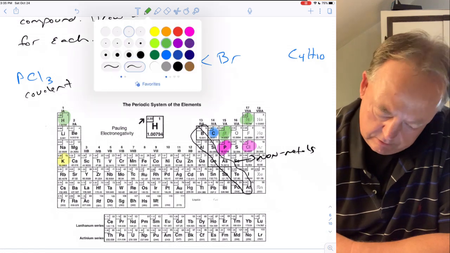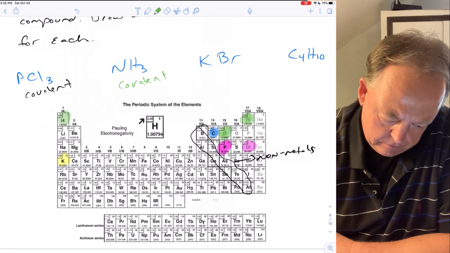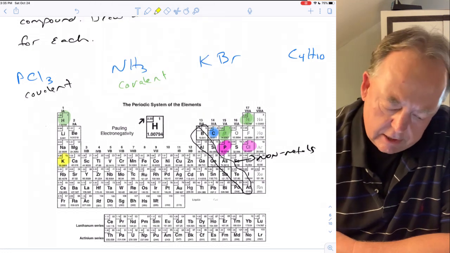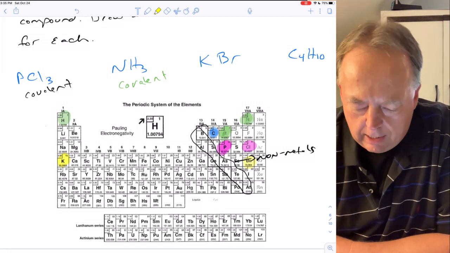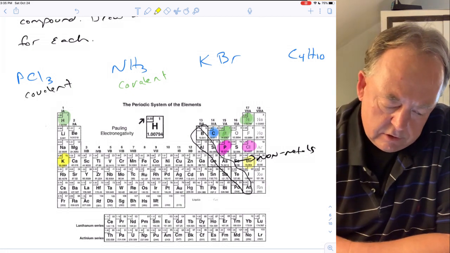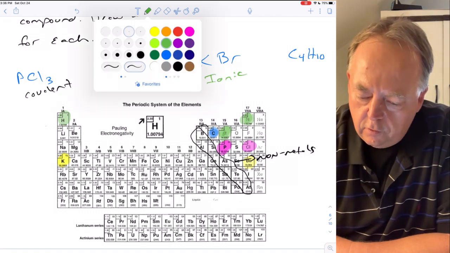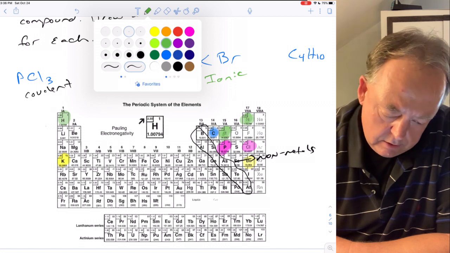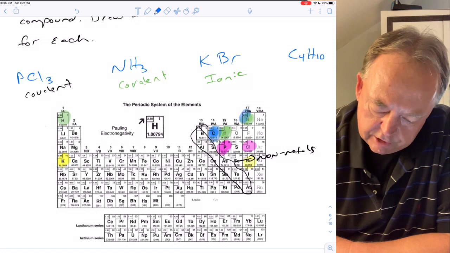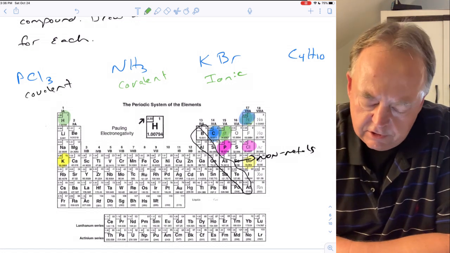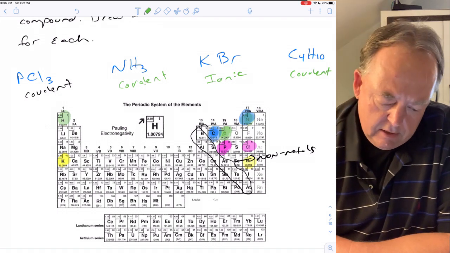Potassium and bromine. So let's see, potassium is here in the periodic table on the left, and bromine is here. So that's a metal and a non-metal on opposite sides of the periodic table. So this is going to be ionic. And C4H4, so carbon is here in the periodic table, and hydrogen is a non-metal, so they're both non-metals, so this is going to be a covalent compound.